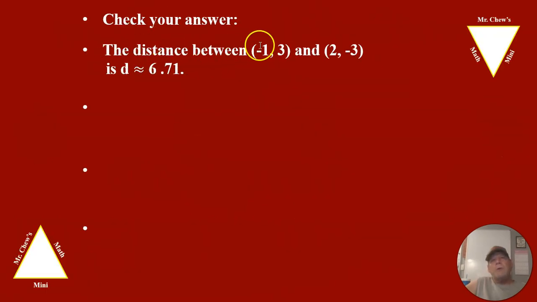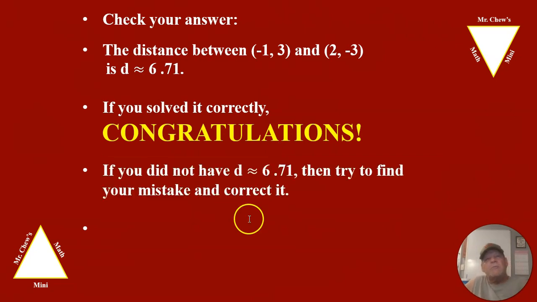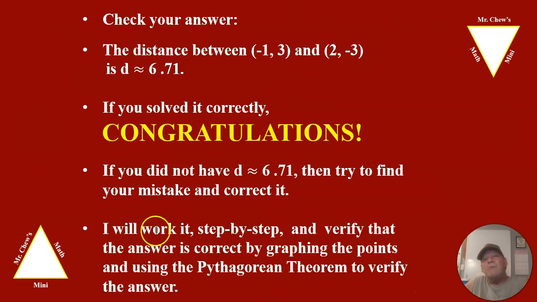The distance between (-1, 3) and (2, -3) is 6.71 approximately, rounded to the nearest hundredth. If you solved it correctly, congratulations, you can find the distance between 2 points. But if you didn't get D equals 6.71, then try to find your mistake and correct it.